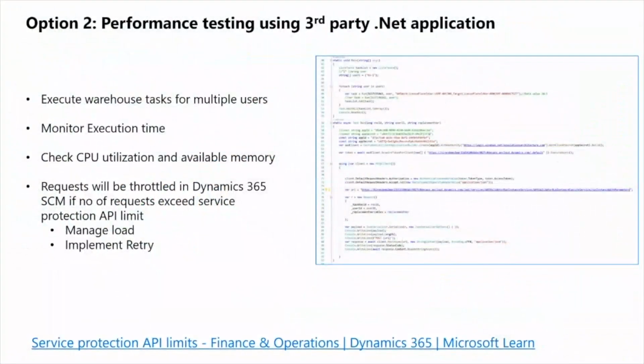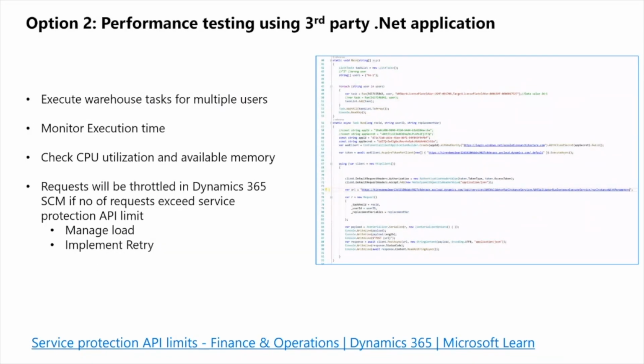So the second option is to do the performance testing using a third-party app and execute the same warehouse processes. In this option, you can test the warehouse processes for bulk transactions by calling this warehouse app task execution web service from a third-party application. In this case, I'm just taking an example of a .NET application, but this is a web service, so you can call it from any third-party app.